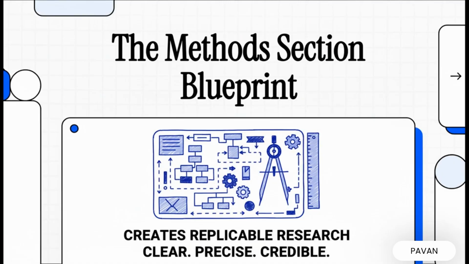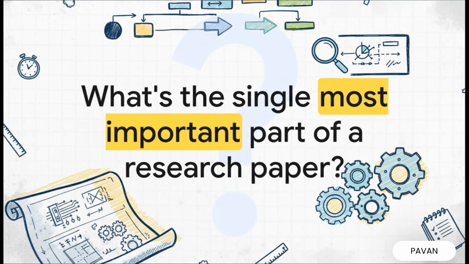Hey, welcome. So if you've ever tried to read a scientific paper, you know they can be dense, right? But what if I told you the key to the entire study, the secret to figuring out if it's actually any good, is hiding in a section that most people just skim right over? Let's dive in.